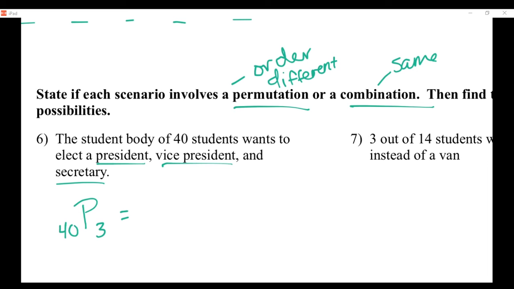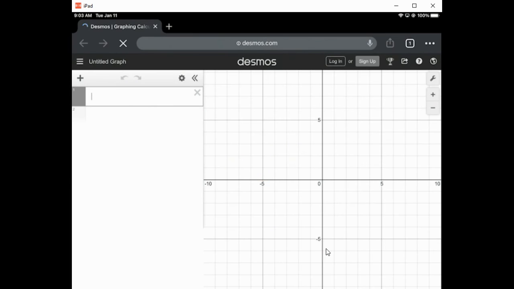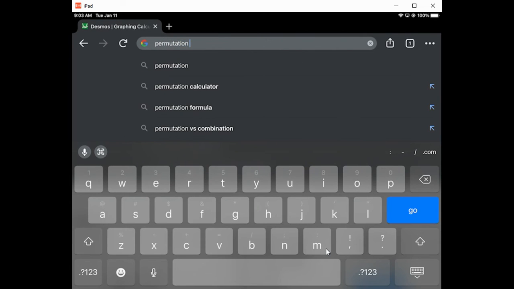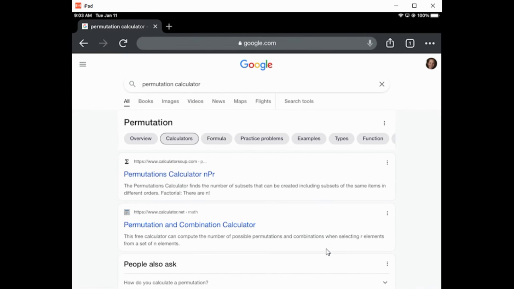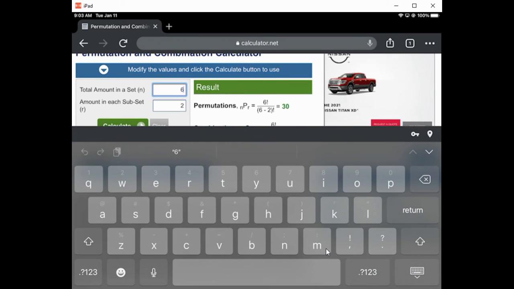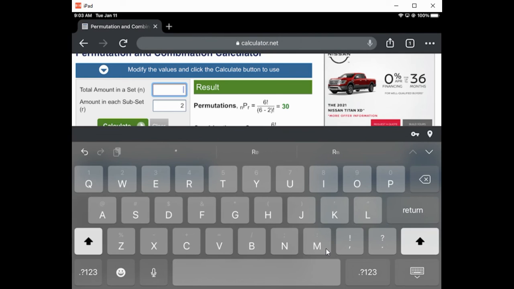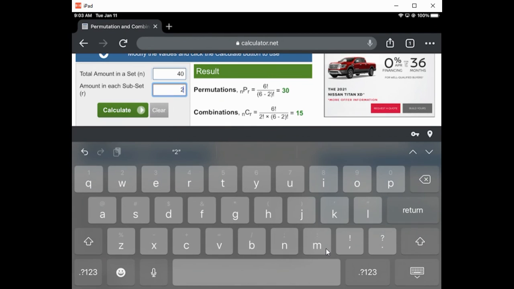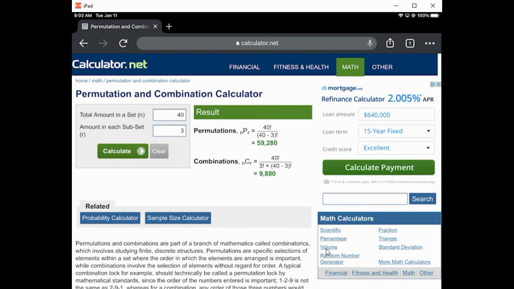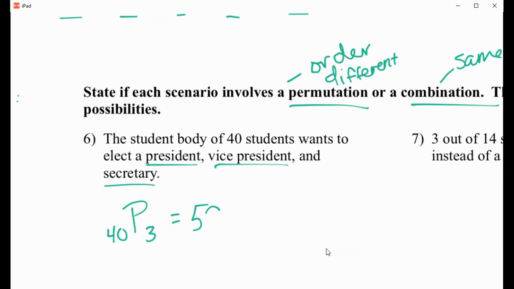Since you all don't have my calculators, if you have your own calculator, you can use that. Or you can go to Chrome. I did this with people last year. If you look up permutation calculator, just pick the one that's both permutation and combination, and you just put the 2 numbers in here. So it was 40 and 3. It'll give you both. The permutations is 59,280. It just does that formula for you.